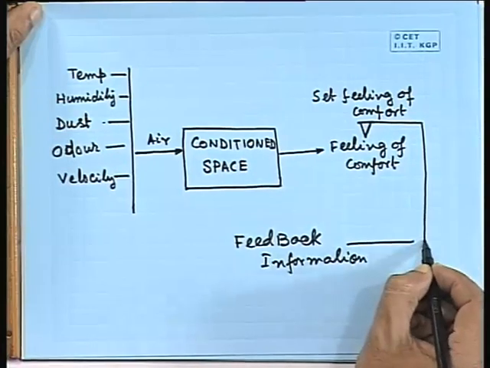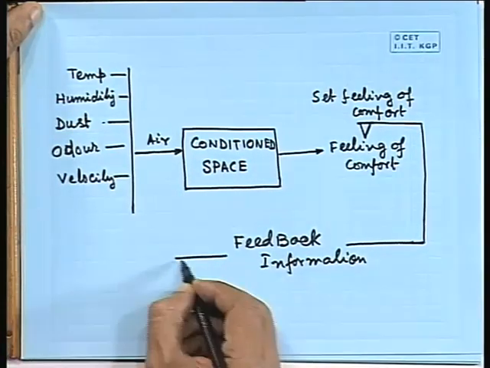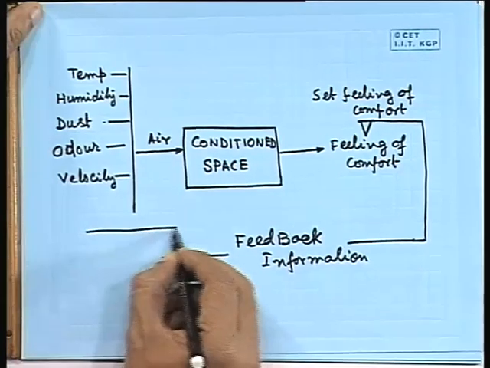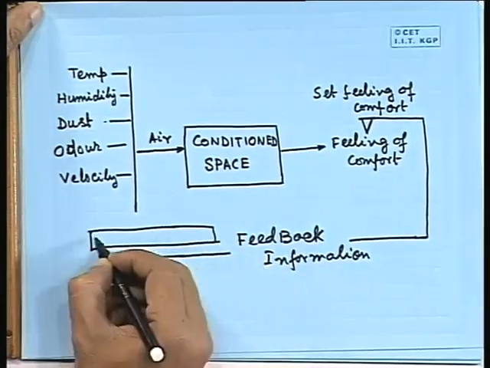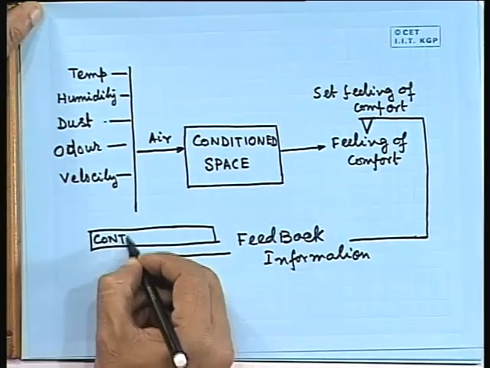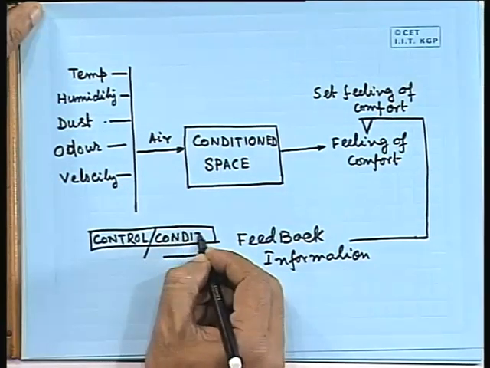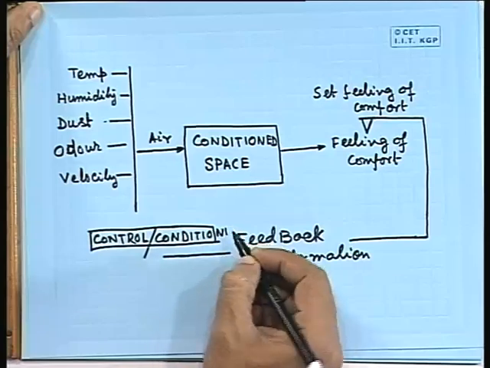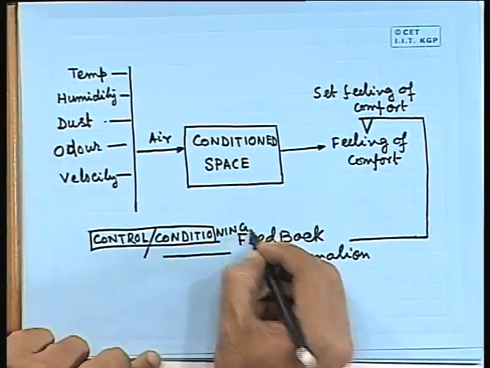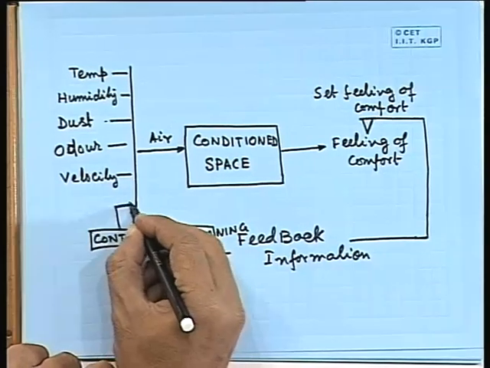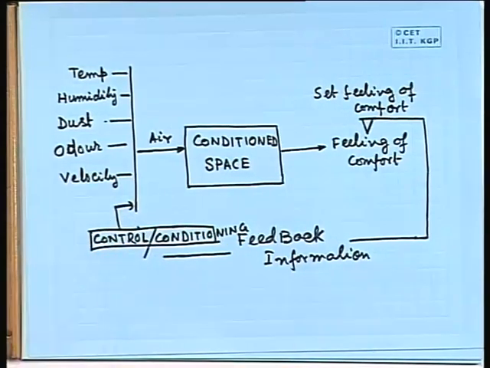So, we will get the feedback information, and that will do some controlling or conditioning. So, this is control, conditioning of air. So, that will do the control or conditioning of air. So, that is how we can describe the function of an air conditioning system.